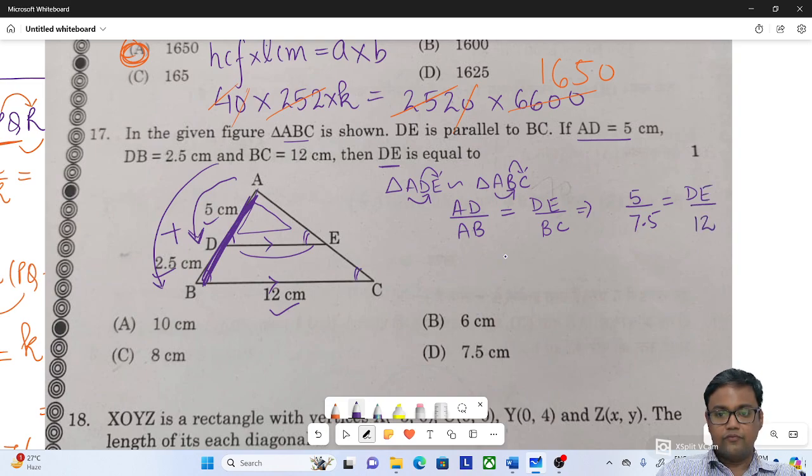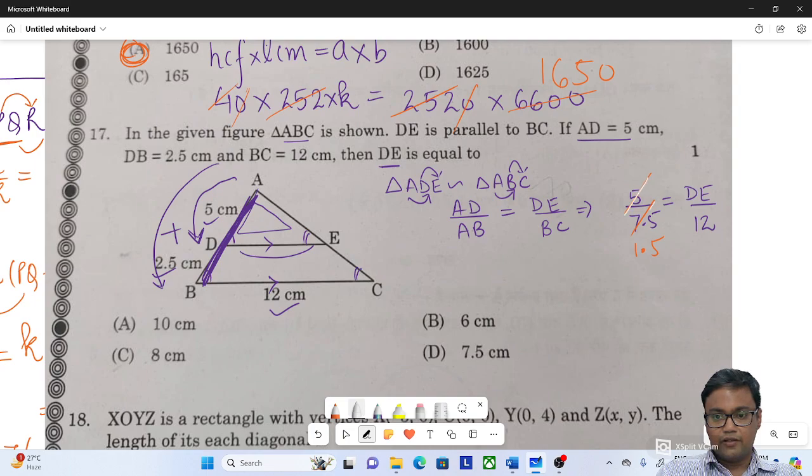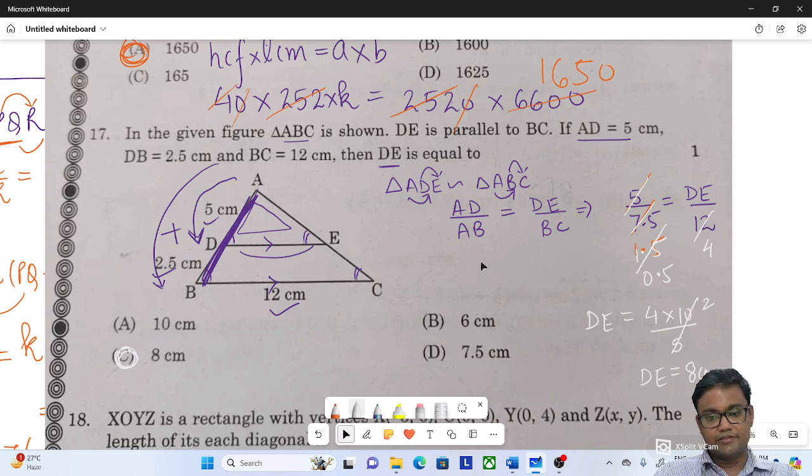upon 12. So cancellations will happen, children. 5 will cancel out this 1.5 times, sorry, I should have used a light colored pen. 1.5 goes by 3, .5 times and 4 times. So DE is 4 into 0.5, point हटाने के लिए ऊपर आएगा 0, नीचे आएगा 5, 5 2s are 10. So DE is 8 centimeters, right? C is the right option.